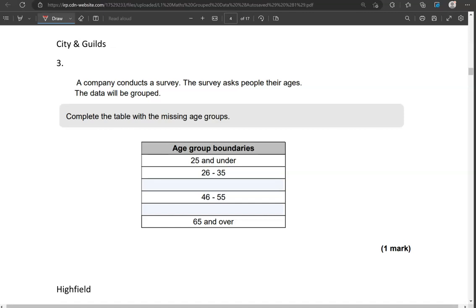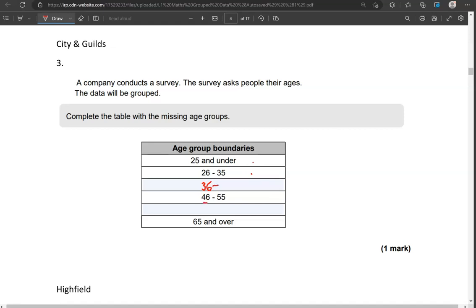So we have 25 and under, 26 to 35. So next one must be 36, so one more than 35. We can't repeat 35 because there'll be an overlap, and then we wouldn't know where to place people in which group if there was somebody who's age 35, for example.